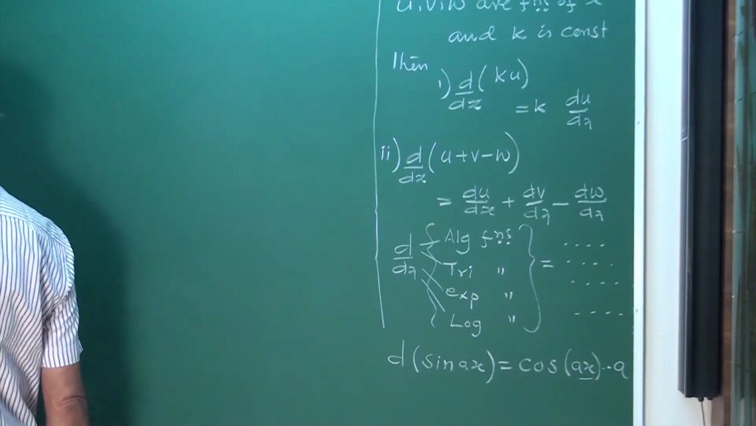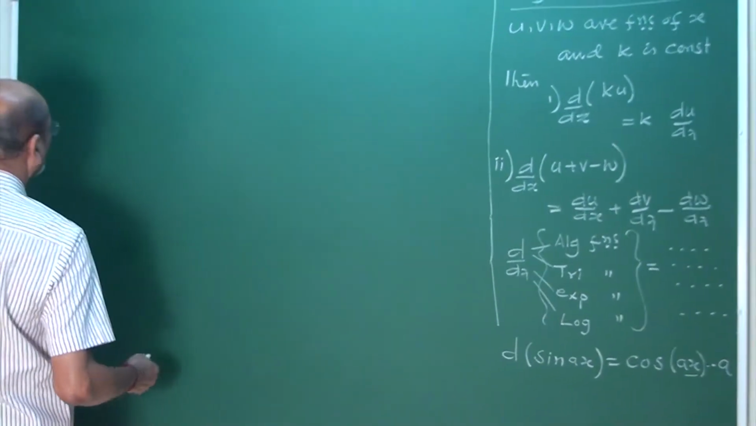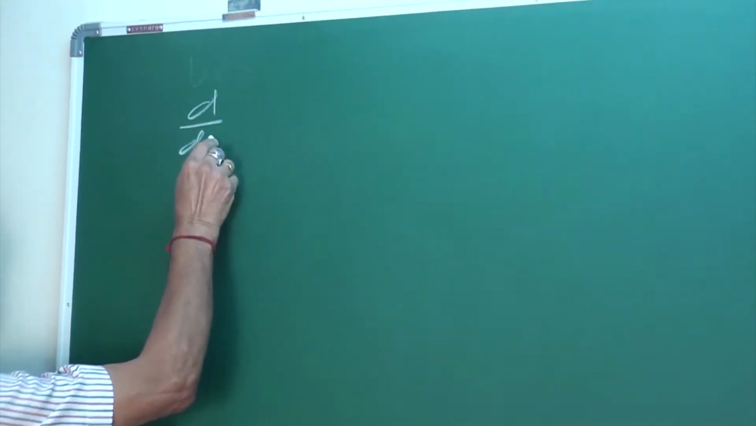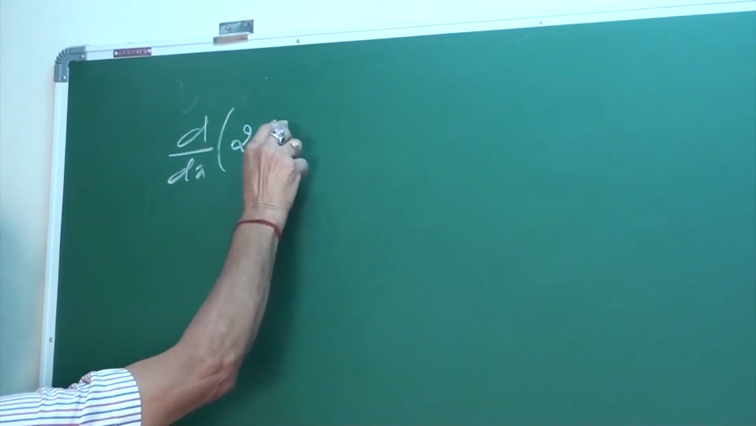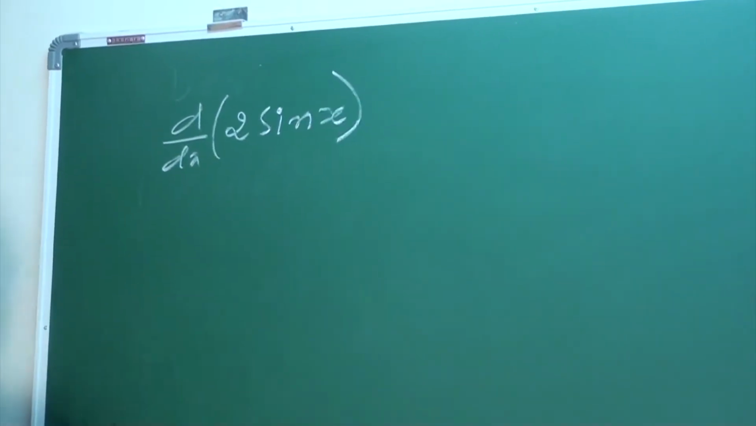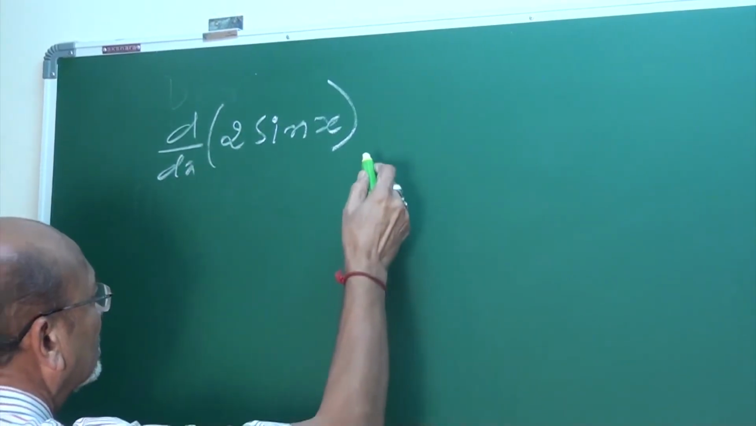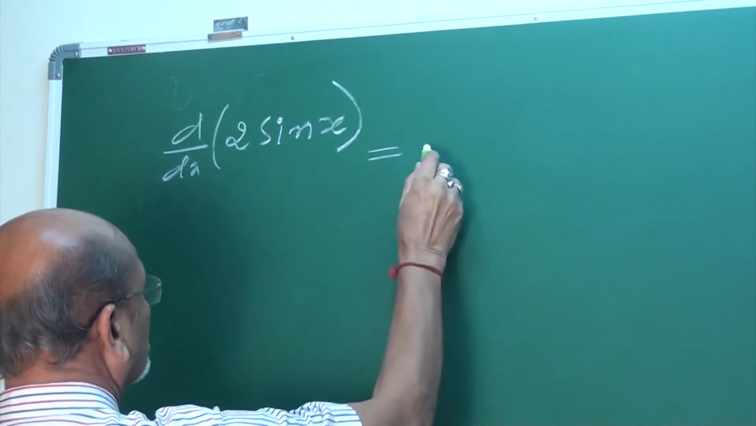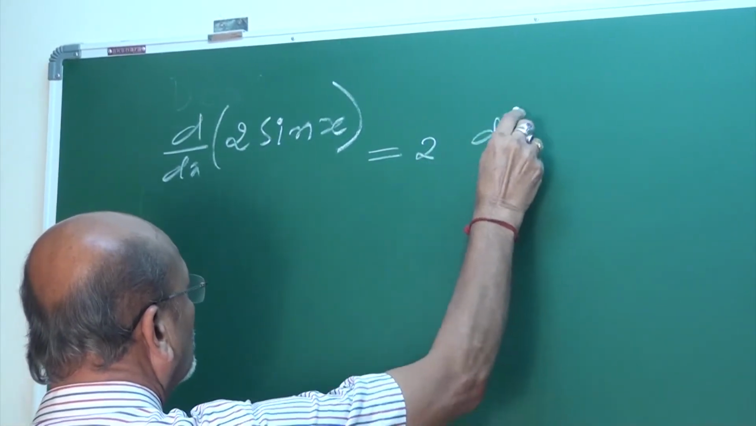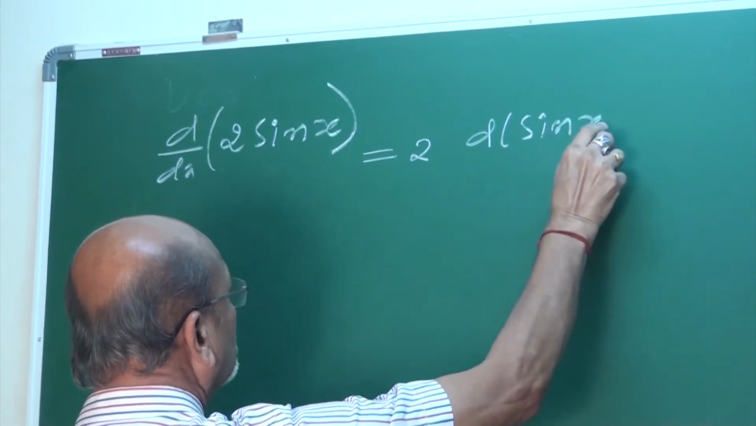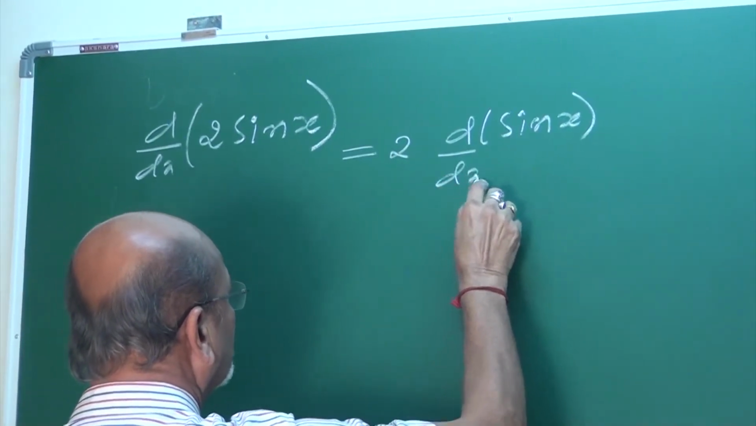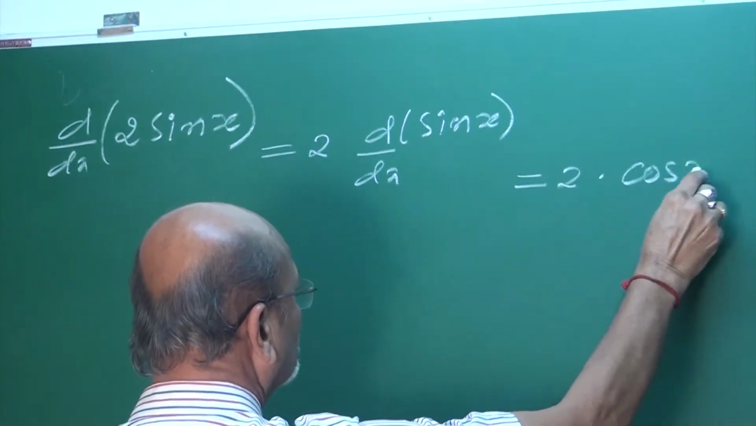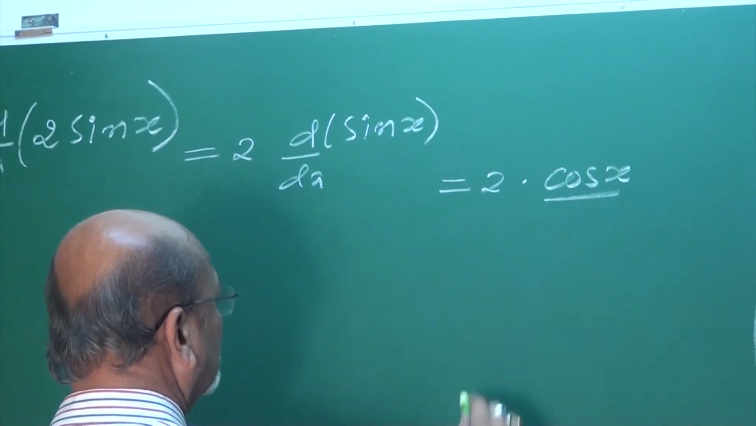Find dy by dx of the following. The first one is d by dx of 2 sin x. What is this 2? Being a coefficient constant, the 2 remains out into the derivative of sin x. So it is 2 into the derivative of sin x, which is cos x. You must remember, my friends, the derivative of sin is cos.